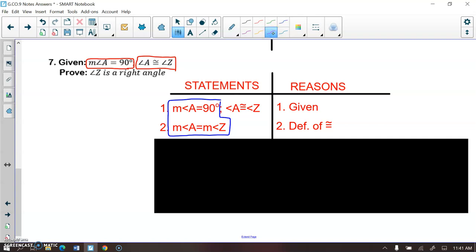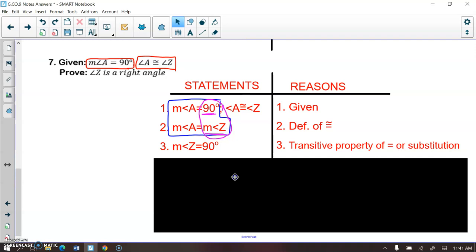Now, measure of angle A is equal to 90 degrees, so I can take this 90 degrees and I can substitute it in for the measure of angle A. That's one way of looking at it. And the reason why I could use substitution there is because I have equal signs. Or, since the measure of angle A equals 90 and the measure of angle A equals the measure of angle Z, I can set them equal to each other. If I look at it from that perspective, that's the transitive property of equality.